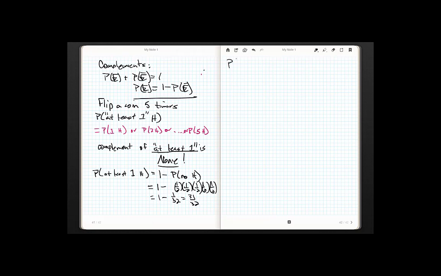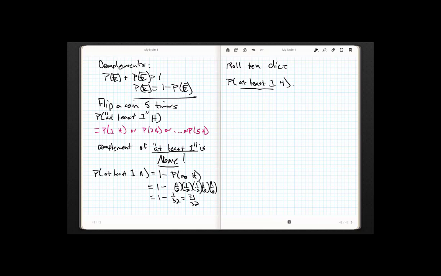Let's play Yahtzee. Actually, we'll play liar's dice. We'll roll, I don't know, 10 dice. That's a lot of dice. And I want to know the probability of getting at least one 4. Ding, ding, ding. Bells and whistles. Try it on your own for a sec. Pause the video and see if you can figure it out.